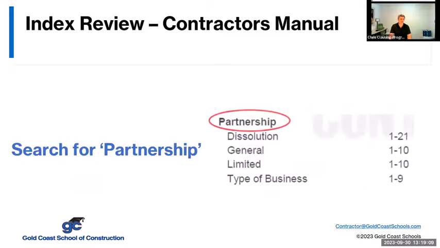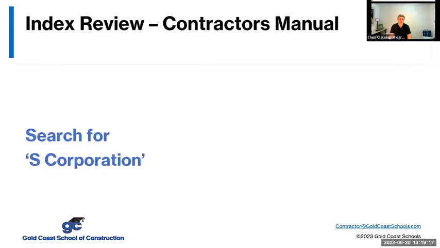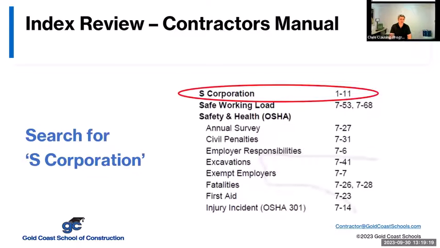Let's search for partnership. Partnership, again, more of a general keyword, and then has the more specific sub keywords underneath. And search for S corporation. So S corporation is a little more specific, but it has its own section in the index, page 1-11. And I'm sure you've already realized this, but you'll see that, for instance, the 1-11, 1 is the chapter reference and 11 is the page within that chapter.